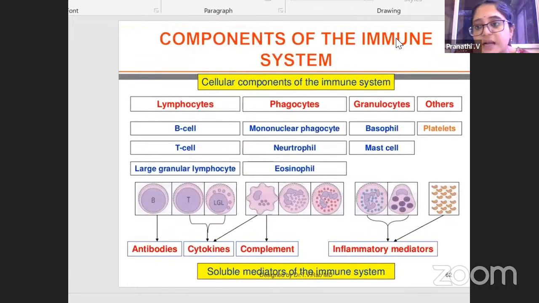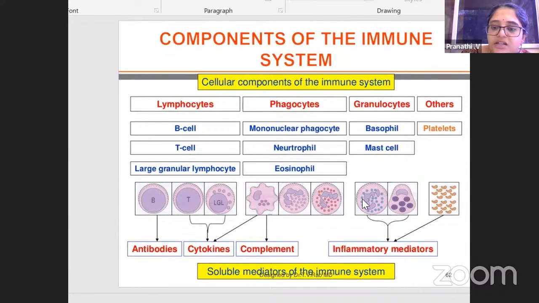When it comes to the components of the immune system, you have the lymphocytes, phagocytes, granulocytes, and others. Lymphocytes are your T and B lymphocytes, and then you have your large granular lymphocytes. Phagocytic cells are your mononuclear phagocytes, neutrophils and eosinophils. Granulocytes are your basophils and mast cells. And others include your platelets.